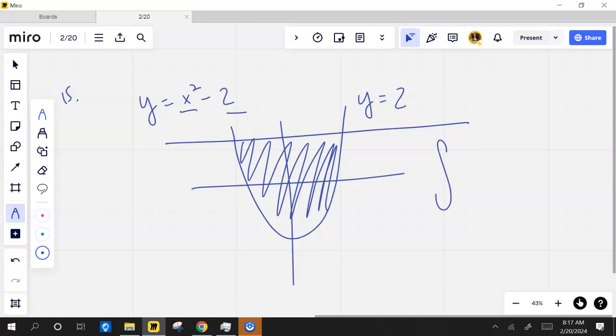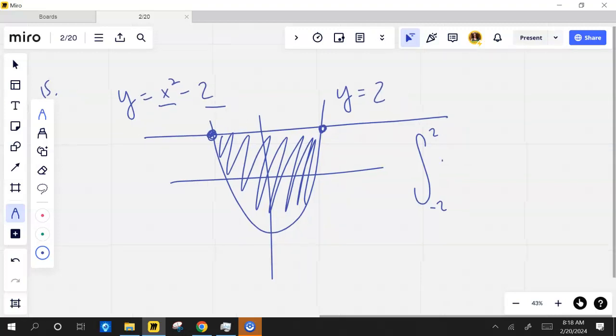So I would do the integral from, what are these points right here? Negative 2 and 2 for x. This is another symmetrical one. They use symmetry a lot. I don't use it as much because I just prefer to do the whole thing.